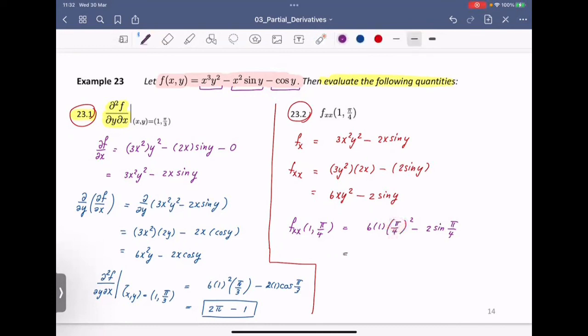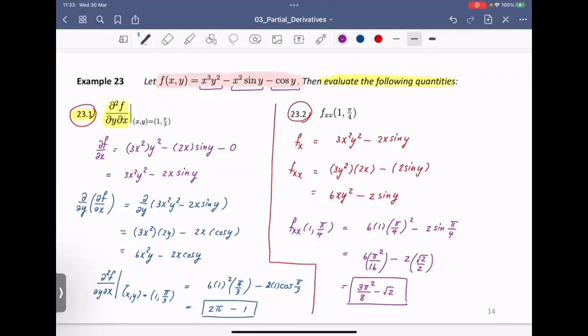So here this is 6 times pi squared over 16, and then minus 2 times sine pi over 4. Sine pi over 4 is square root 2 over 2. And then, okay, let's cancel a little bit. So that is 3 pi squared over 8 minus square root 2. Okay, all right, that's correct. That is the answer for this question.